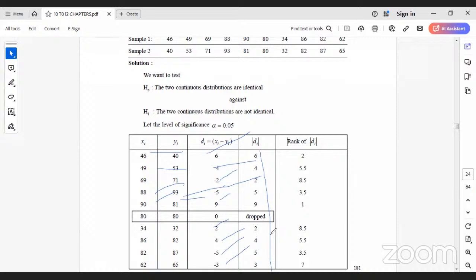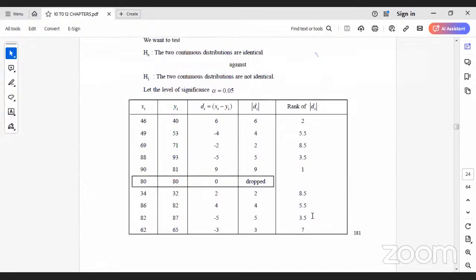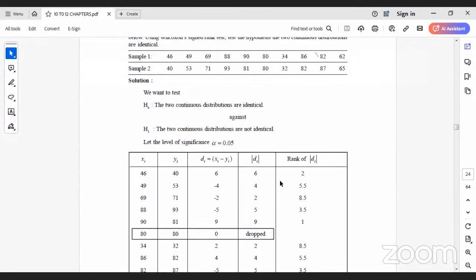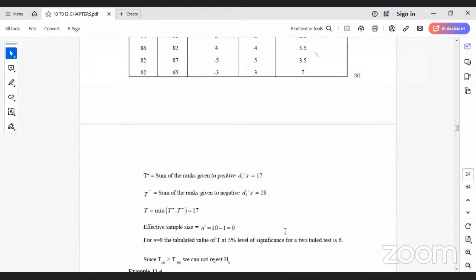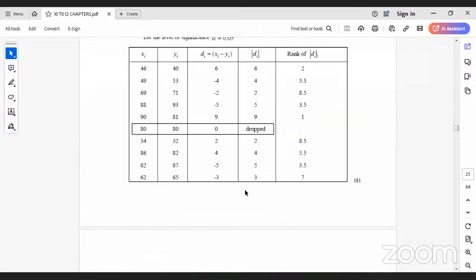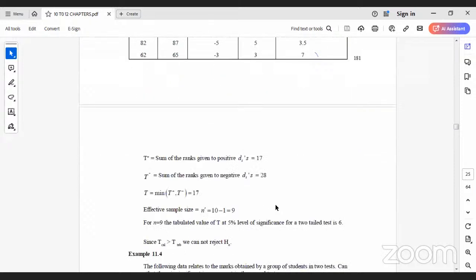So all are positive. The rank of D we find the same way as before. Therefore the total is 17. The positive D's total is 17 and the negative D's total is 28. So we take the smaller, 17. Are there 10 total scores? 1, 2, 3, 4, 5, 6, 7, 8, 9, 10. 10 minus 1 is 9, so N is equal to 9.